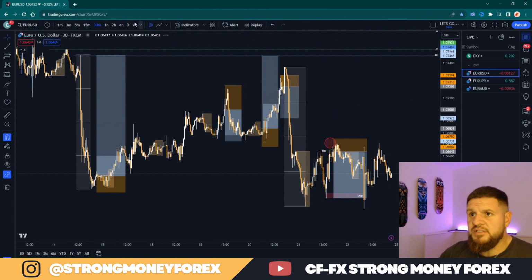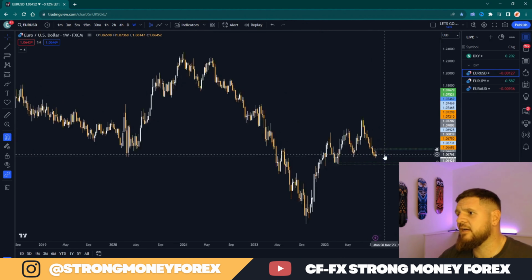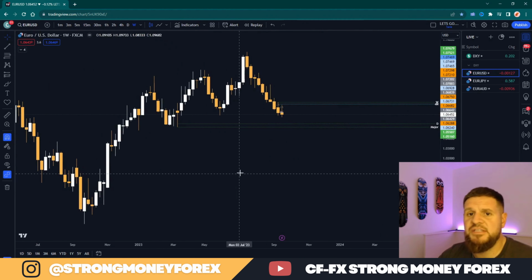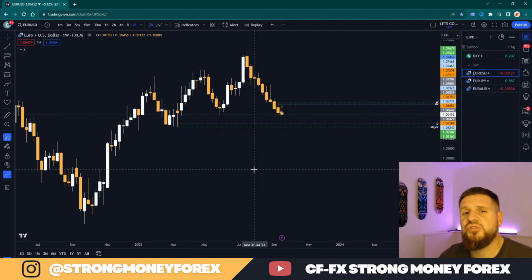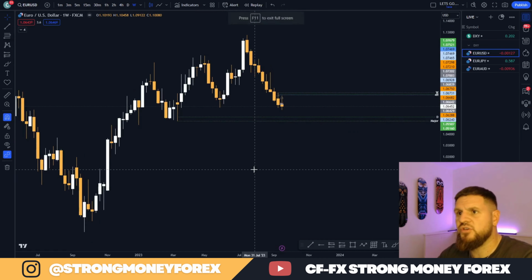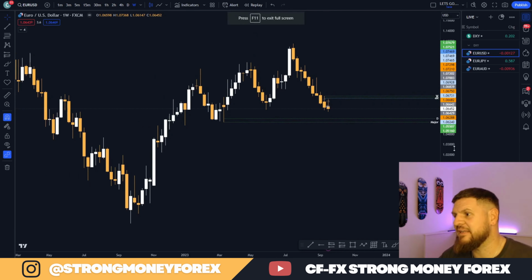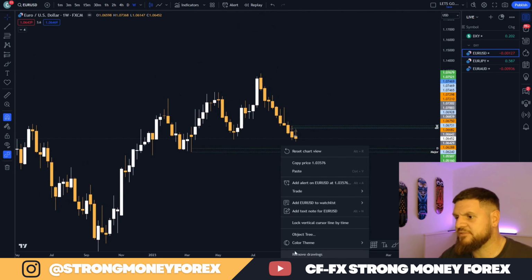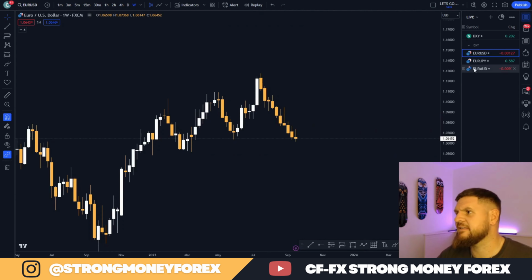So first things first, before we get started, one thing I do every single week is I just clear the charts. It's really important to make sure that your charts are clear every single week so that you don't make any mistakes ultimately. So I'm going to be clearing these charts, right click, remove drawing indicators, that's that done.